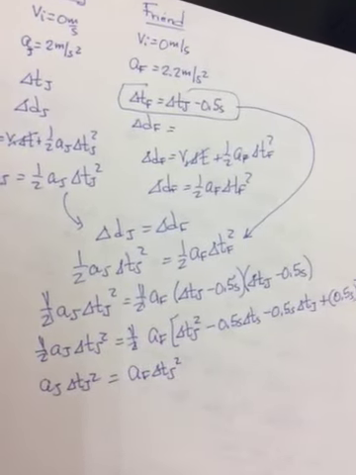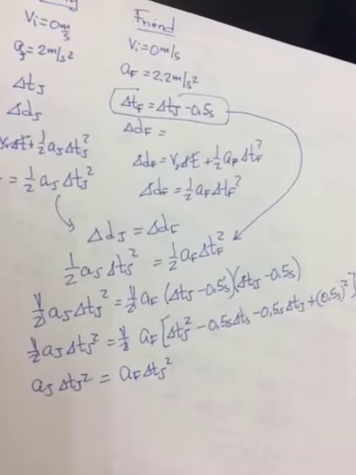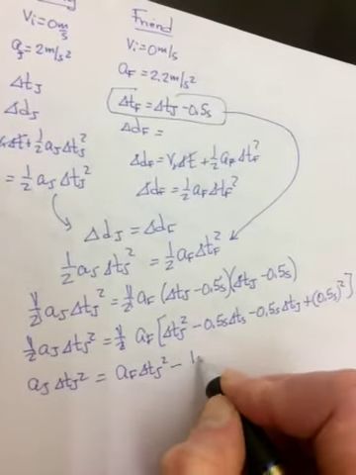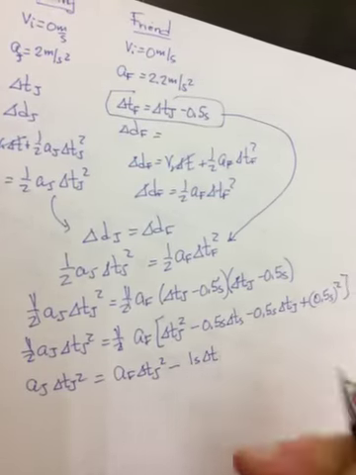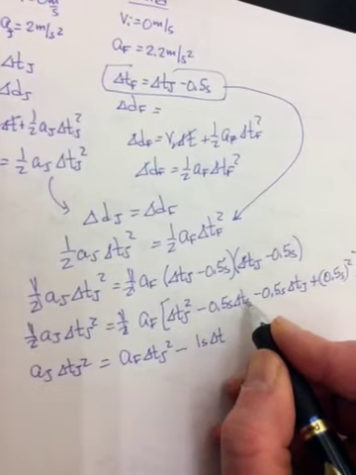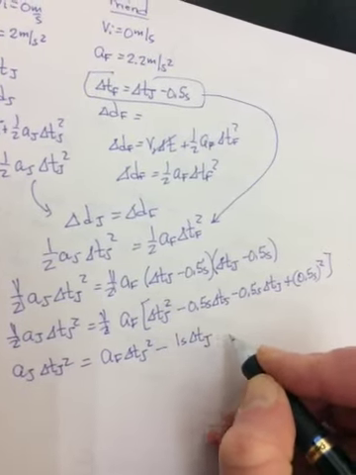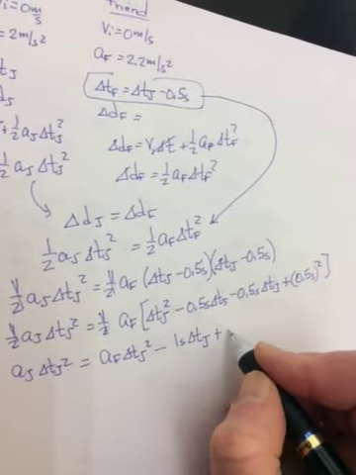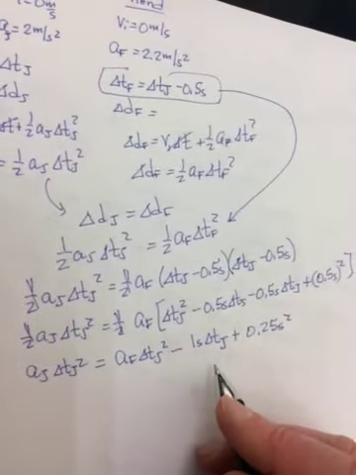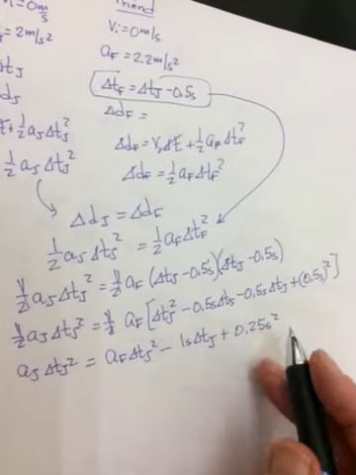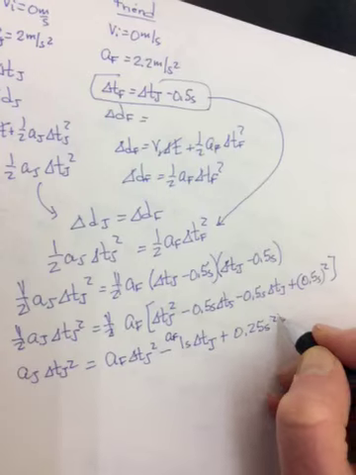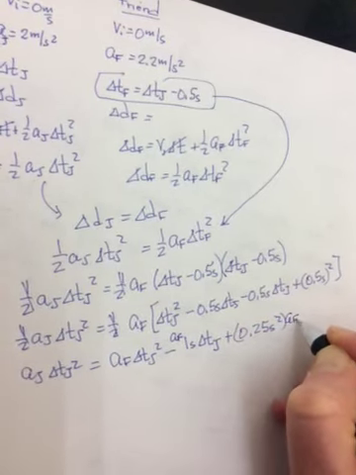minus 0.5 plus minus 0.5 will give us 1 second. So minus 1 second delta t of Jerry, that's J, delta t of Jerry, plus 0.5 squared, 0.25 seconds squared. Okay, so, oh, I lost the A though, didn't I? Multiply through by the A and then do that times A of the friend.